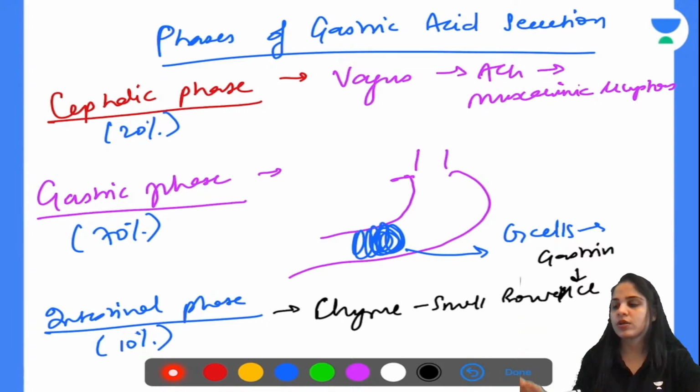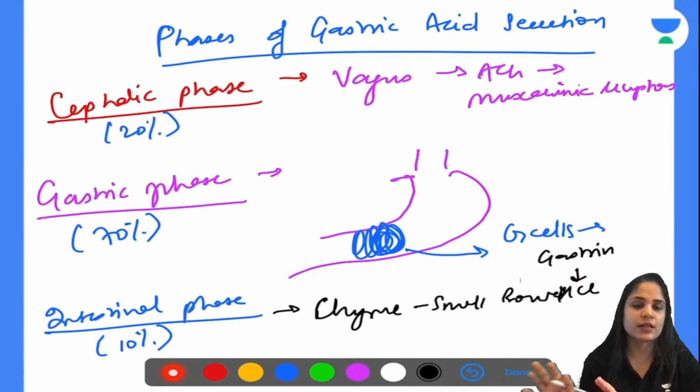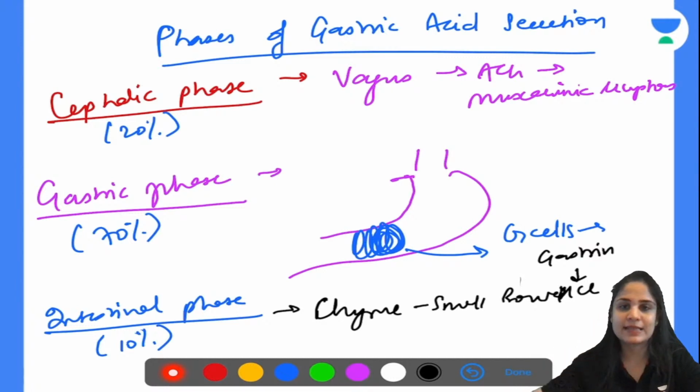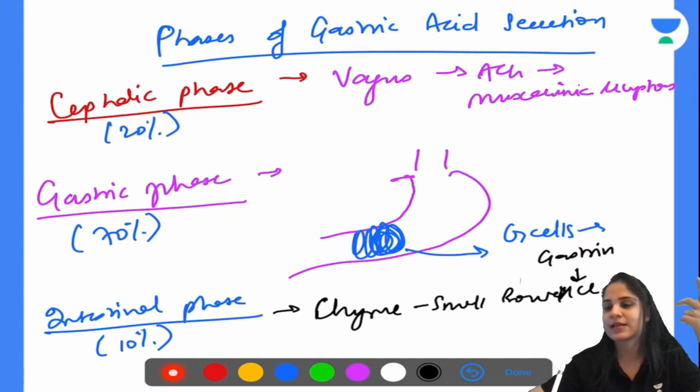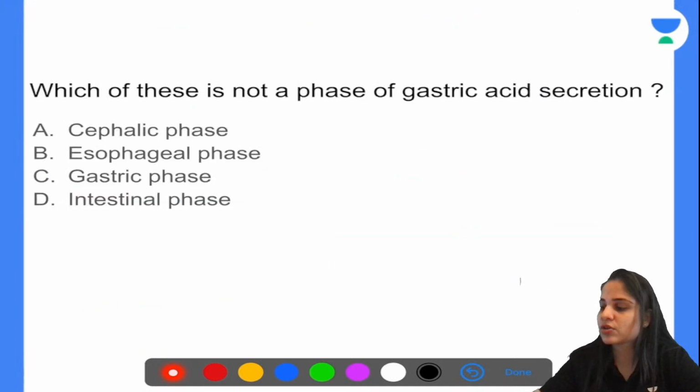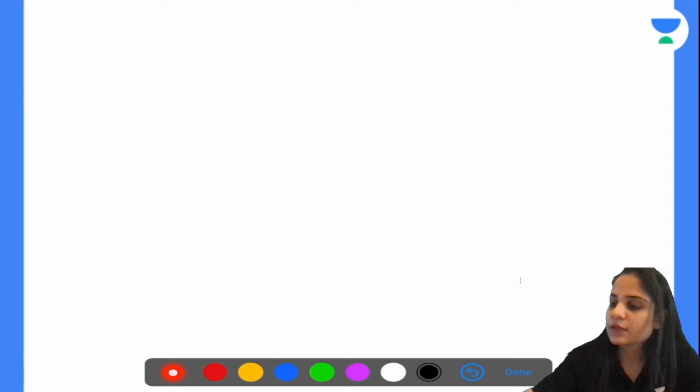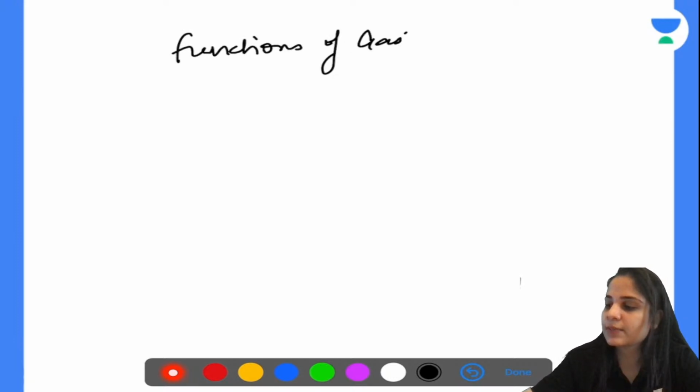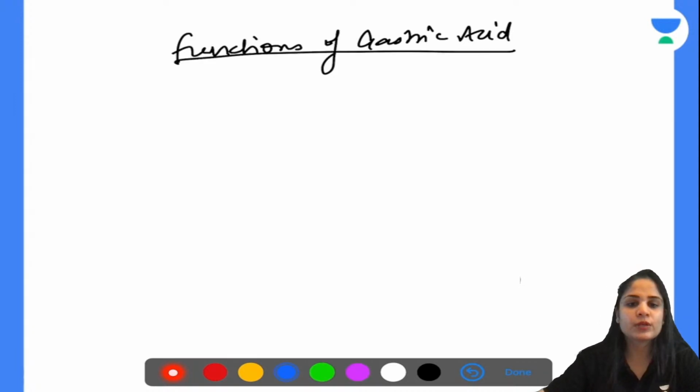So these are all the phases of gastric acid secretion, and all that they will ask you in the exam about it is the 3 phases: cephalic phase, gastric phase and intestinal phase. Now sometimes they will ask you which of these is a function of gastric acid. All of these are functions of gastric acid except. So can anyone tell me what are the functions of gastric acid? Give me 2-3 functions.